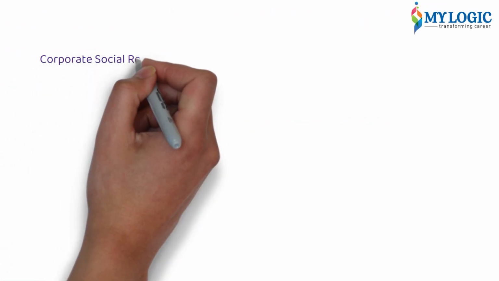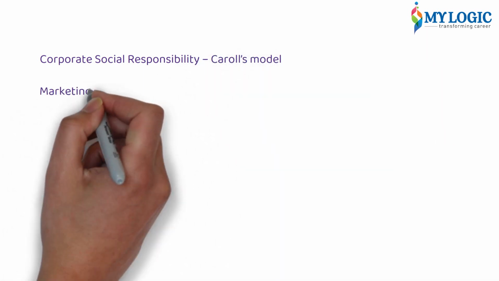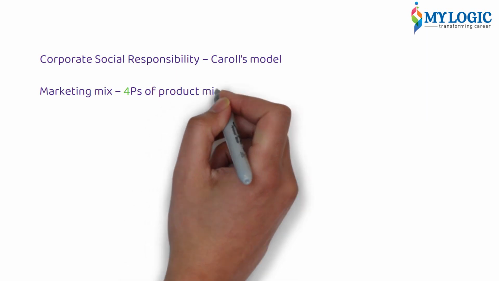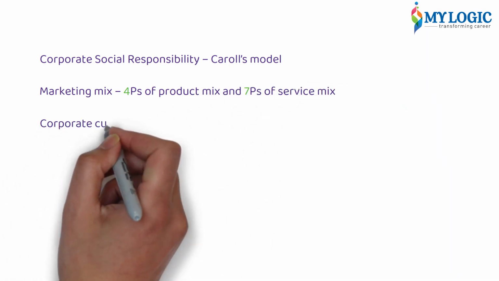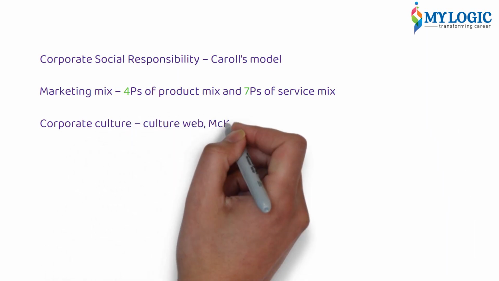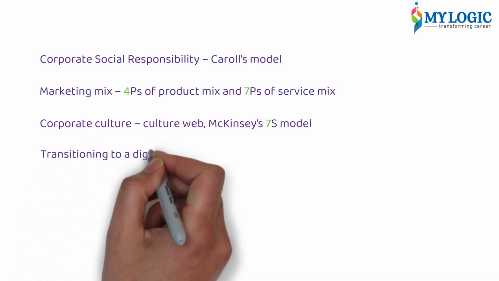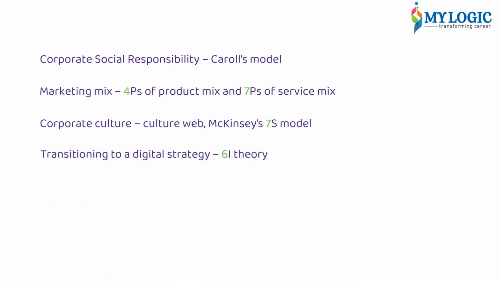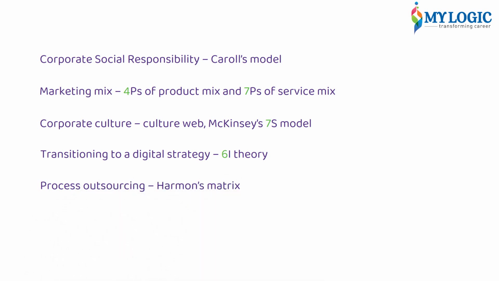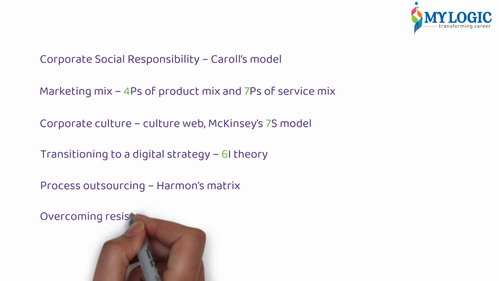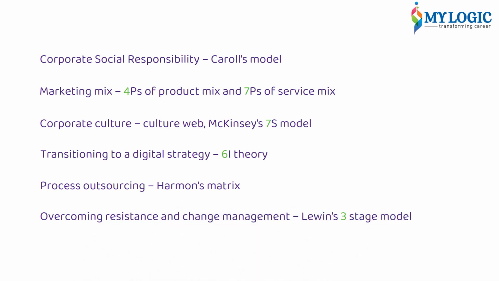Corporate social responsibility, Carroll's model. Marketing mix, 4 P's of product mix and 7 P's of service mix. Corporate culture, culture web, McKinsey's 7S model. Transitioning to a digital strategy, 6I theory. Process outsourcing, Harman's matrix. Overcoming resistance and change management, Lewin's 3-stage model.